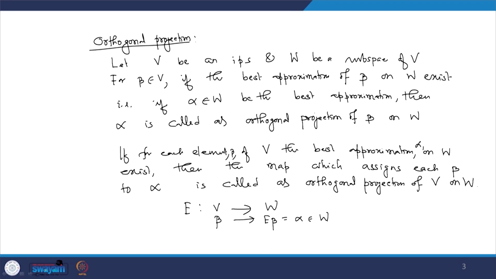See, the existence of best approximation will be assured if W is finite dimensional. So, in that case, if W is finite dimensional, then one can also have an orthogonal projection of V on its orthogonal complement subspace also. So, what I mean to say is, it is in terms of a corollary.